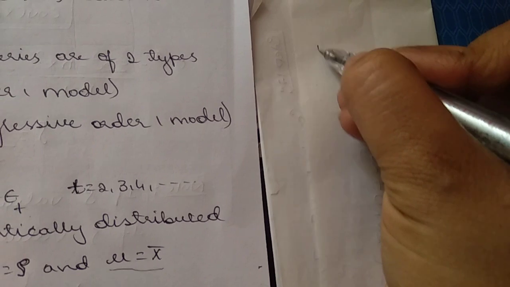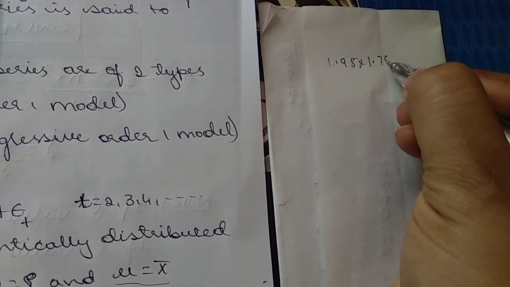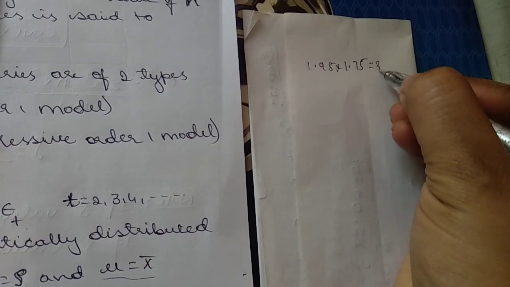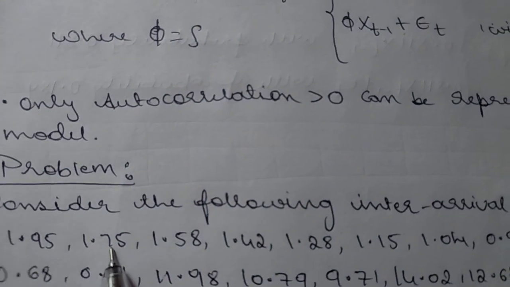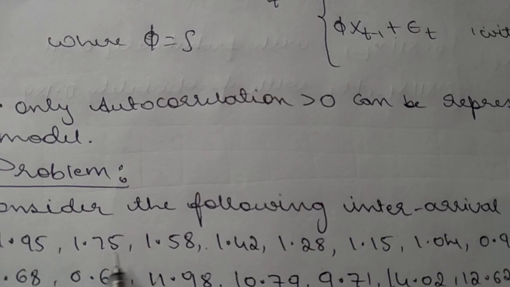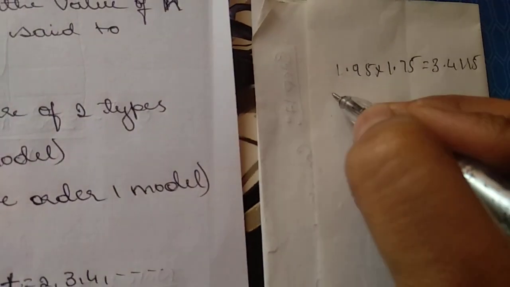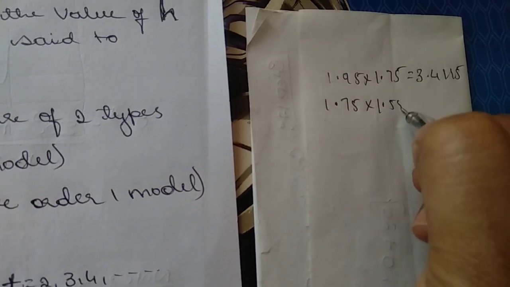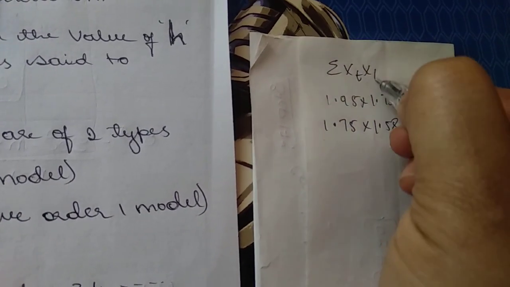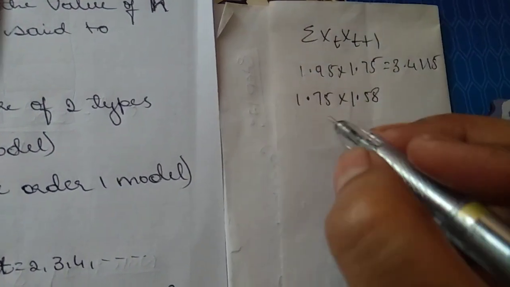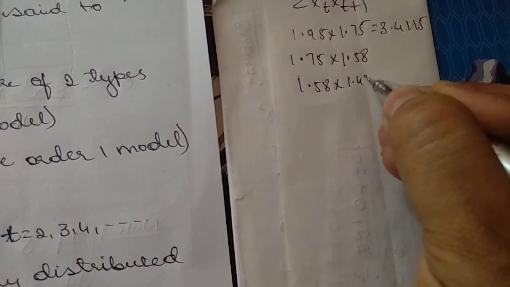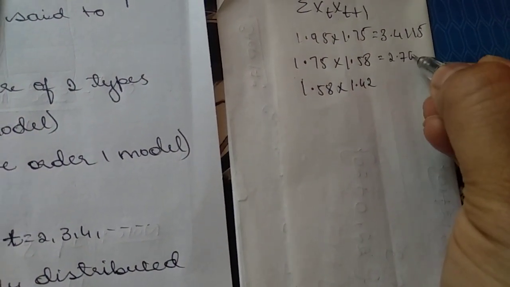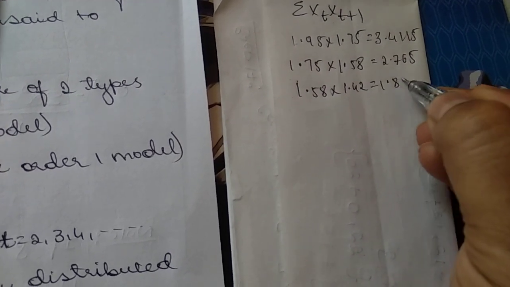How I have to do is 1.95 into 1.75. You will get some value, that is 3.4115. Next, again you have to consider this 1.75 as xt. xt plus 1 means the next variable, 1.75 into 1.58. This is the summation xt plus 1 calculation I am showing. Then 1.58 into the next value, that is 1.42. You will get 2.765, here 1.8176.